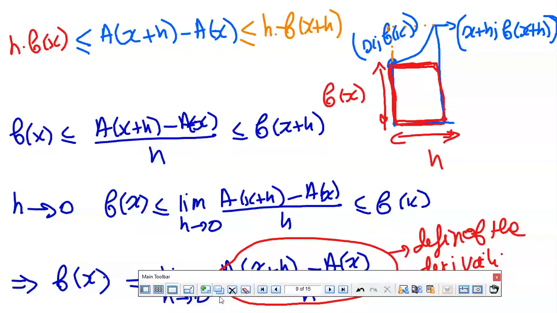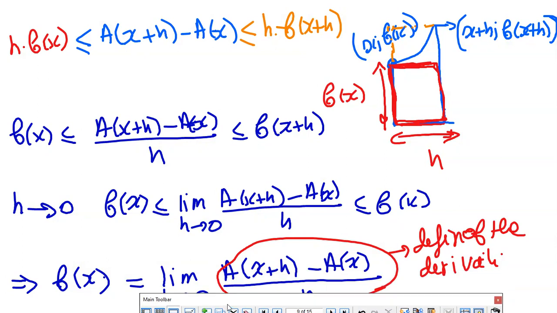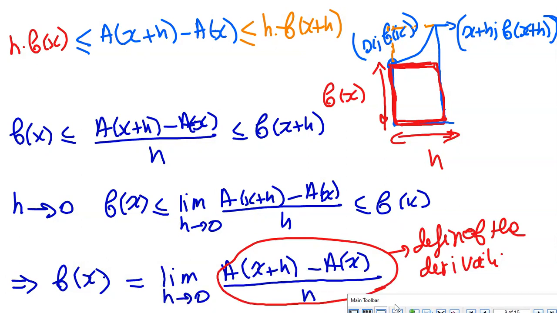If I draw the big rectangle, the yellow one here, that has a length x plus h and height f of x plus h, it is less than h times f of x plus h. So the area of x plus h minus A of x is between h times f of x and h times f of x plus h. Now h is a constant, so I can divide the two parts of this inequality by h.